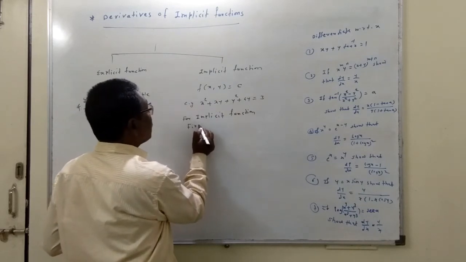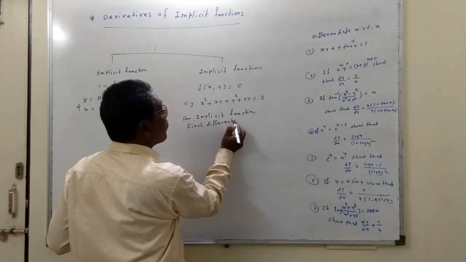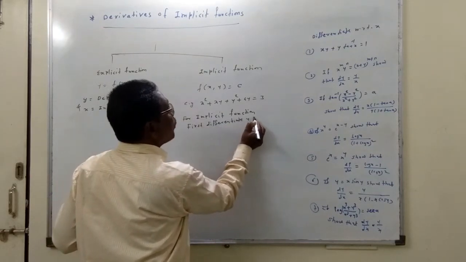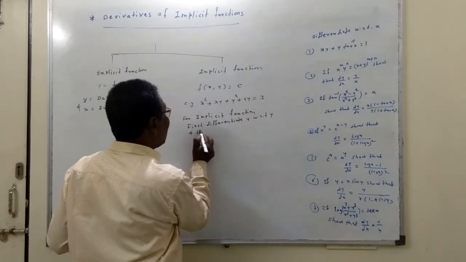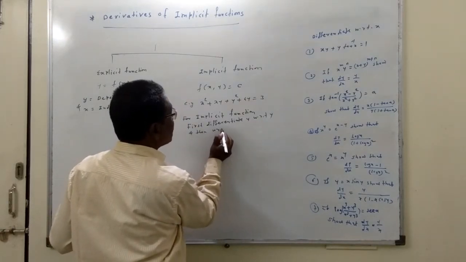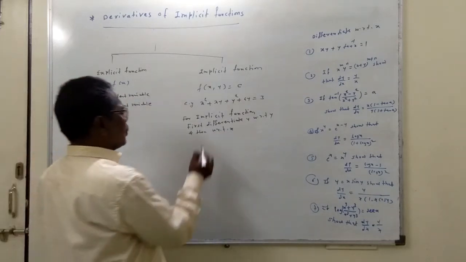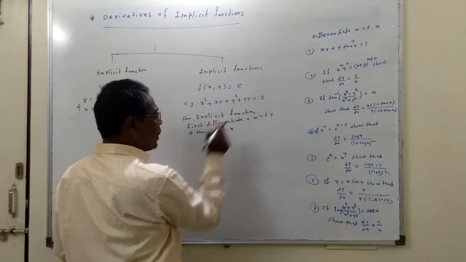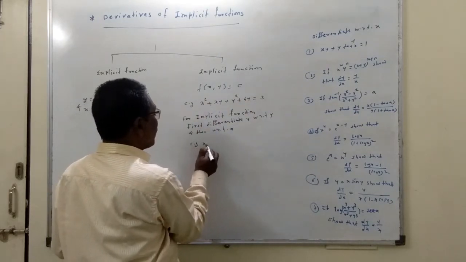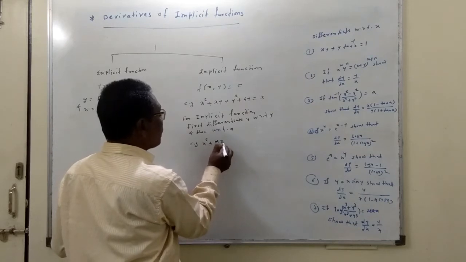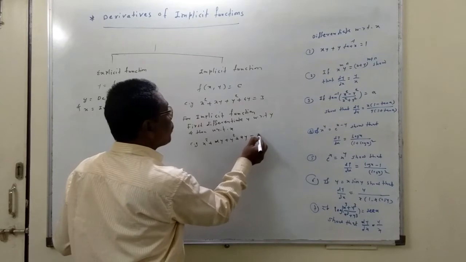So when the function is implicit and you want to take the derivatives, for an implicit function, first differentiate y with respect to y and then with respect to x. So suppose we find the derivatives of our example: x square plus xy plus y square plus 4y is equal to 3.